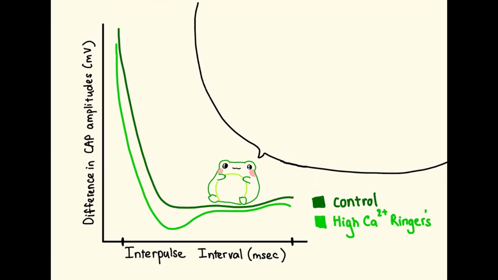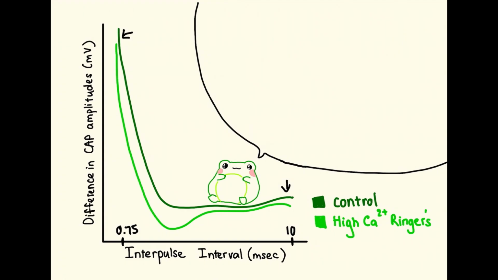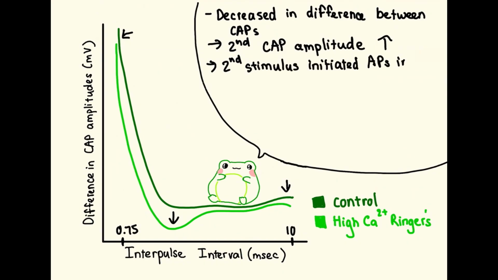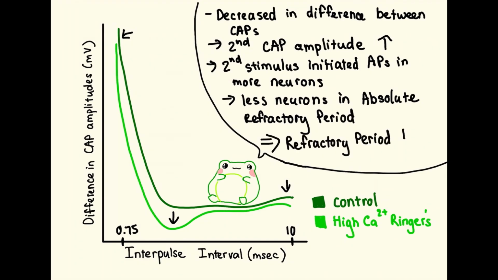This graph shows the effect on refractory period after treatment with high calcium ringers. The difference in cap amplitudes decreased as the impulse interval increased. Just as a reminder, a stimulus delivered during the absolute refractory period of a neuron would not result in an action potential. There was a decrease in difference between the cap amplitudes, which means that the second cap amplitude increased and that the second stimulus initiated action potentials in more neurons and that less neurons were in their absolute refractory period. So overall, this graph shows that the refractory period decreased after treatment with high calcium ringers.